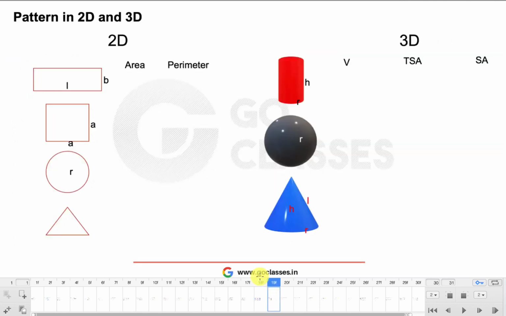Now let's move to the next topic. Patterns in 2D and 3D. 2D means 2-dimensional and 3D means 3-dimensional. So here are some figures that come under 2-dimensional, like this is a rectangle, this is a square, this is a circle, this is a triangle.